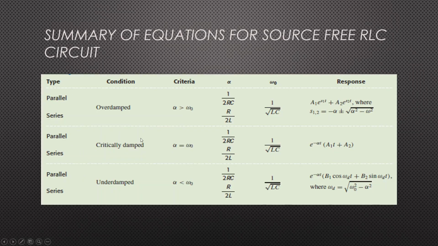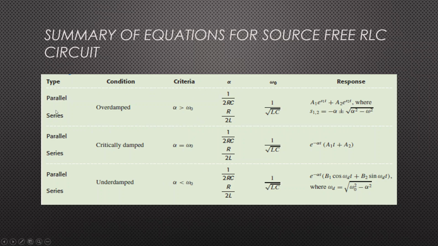This is a little summary table for you, so you can use the exact equation for the exact circuit. Right now we are using the parallel circuit, so we have to use 1 upon 2RC for alpha. As you can see, there are three conditions: overdamped, critically damped, underdamped. For overdamped, alpha is greater than omega naught; for critically damped, alpha is equal to omega naught; in underdamped, alpha is less than omega naught.